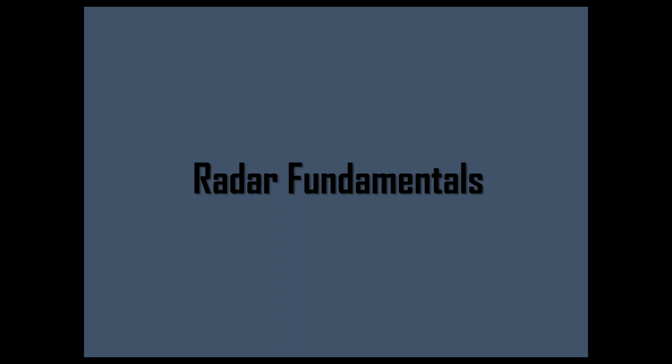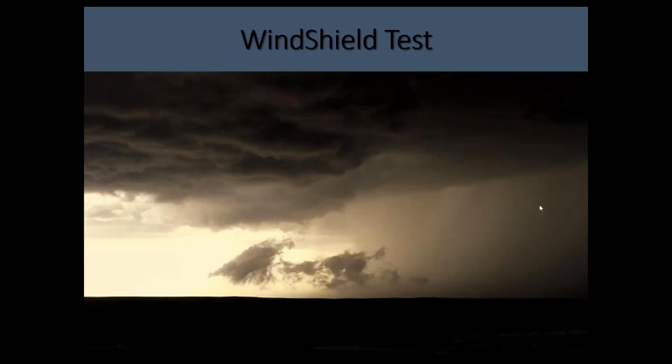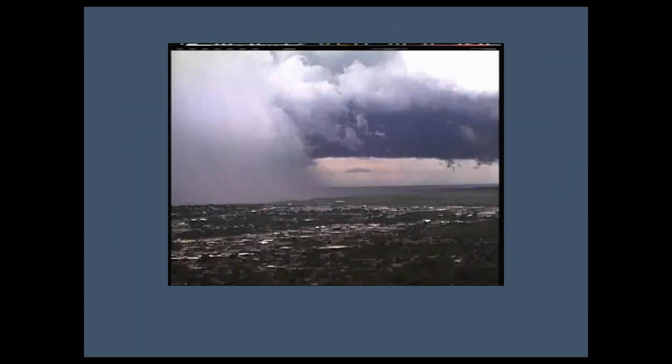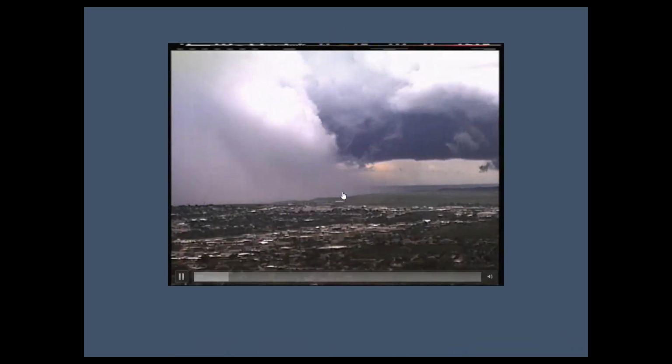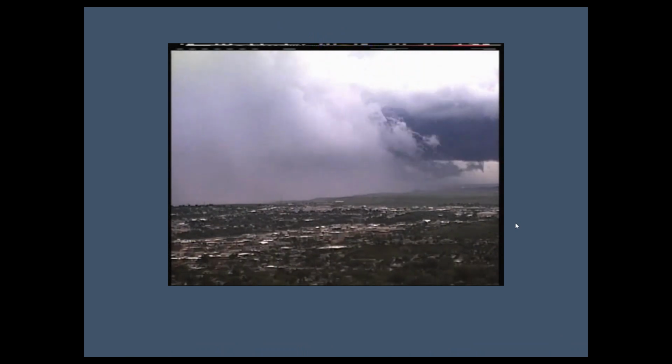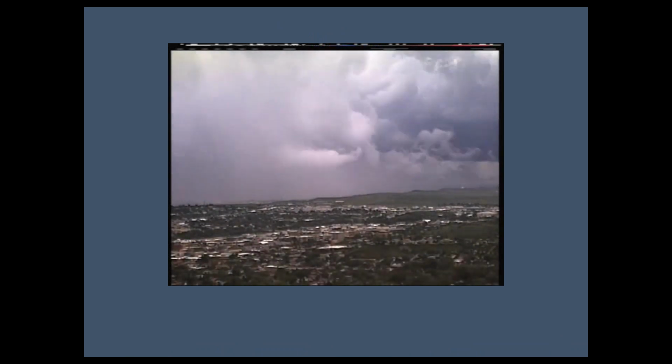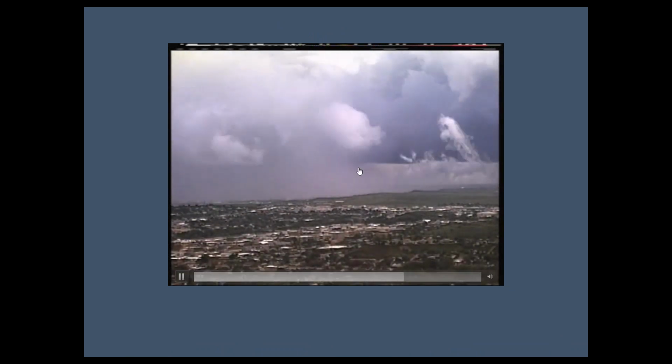I have one. Back to the shelf cloud where the rain was catching up to the front of it. Would that indicate that it's cutting itself off with the cold air? Would that be like this image here? No, it's the other one where it was harder to discern the cloud from the rain. That one? Yeah. I think that is the case there.